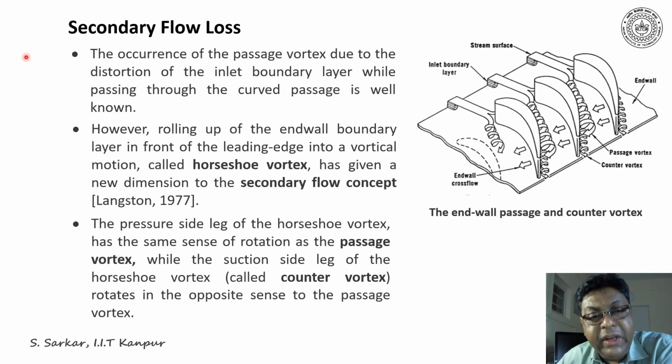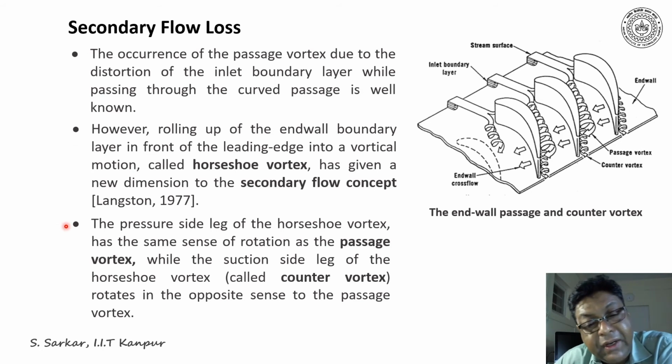Thus, the formation of secondary flow and associated losses I have illustrated here pointwise, stating that the occurrence of passage vortex due to the distortion of inlet boundary layer while passing through the blade passage is well known. However, the rolling up of endwall boundary layer in front of the leading edge into a vortical motion called the horseshoe vortex has given a new dimension to secondary flow concepts.